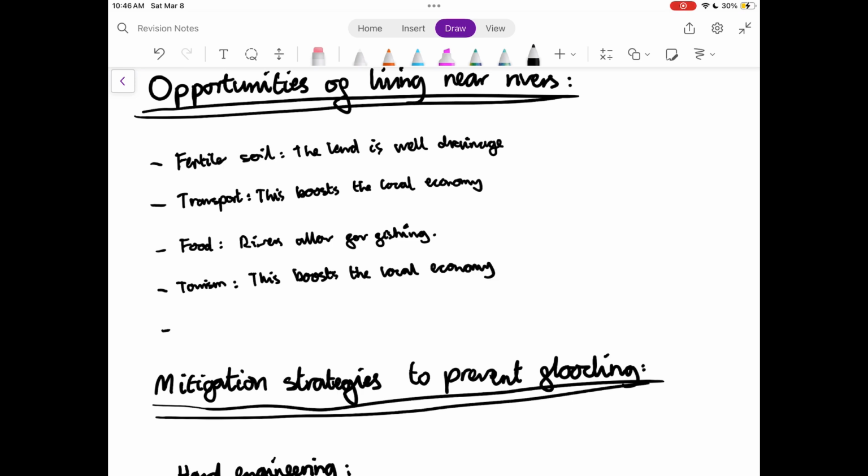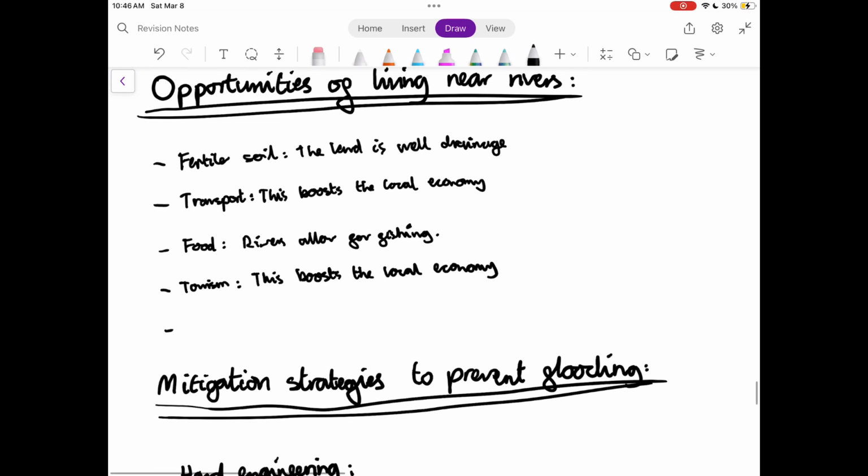And finally, it can also be used for irrigation of crops. And this is because water can be taken from the river and can be used to water the crops that farmers are growing, so then they can harvest them.